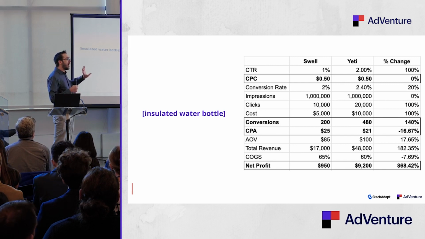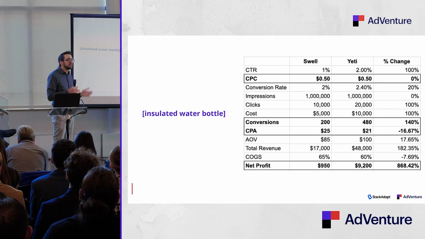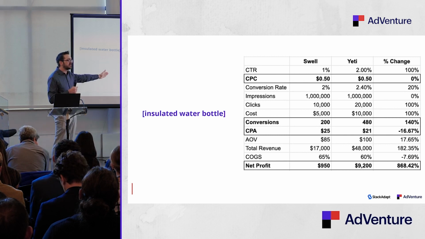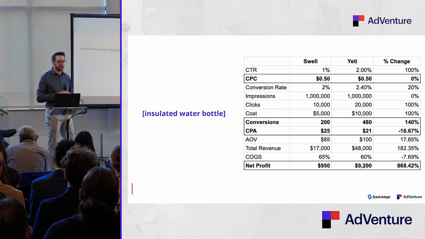Again, holding cost per click equal, holding all these other things constant. This is not a level playing field. The brand that was established is earning more than 8 times the amount of profit than their competitor.